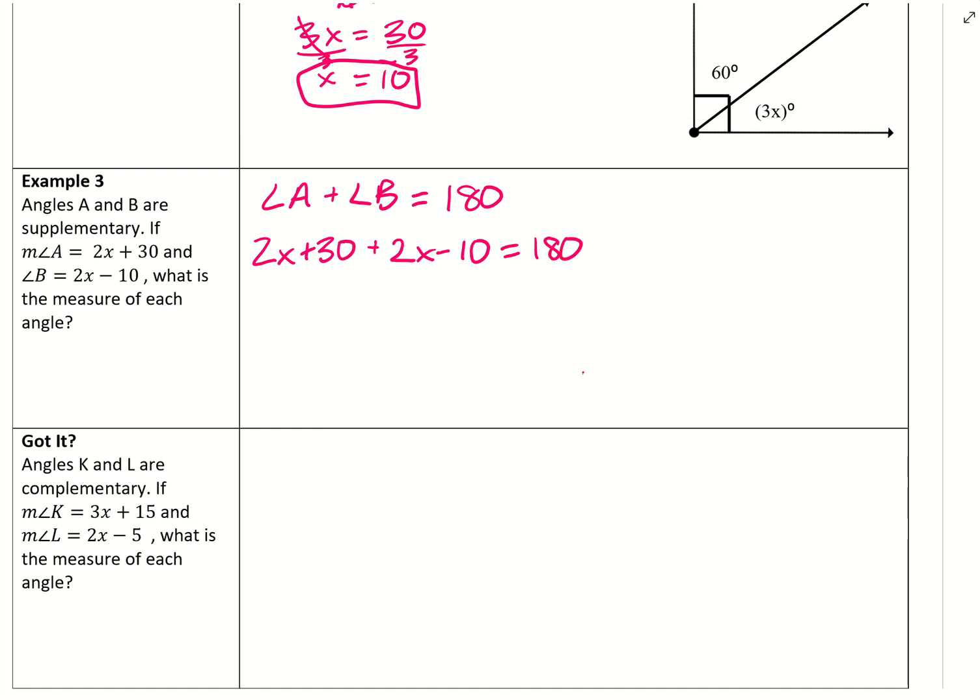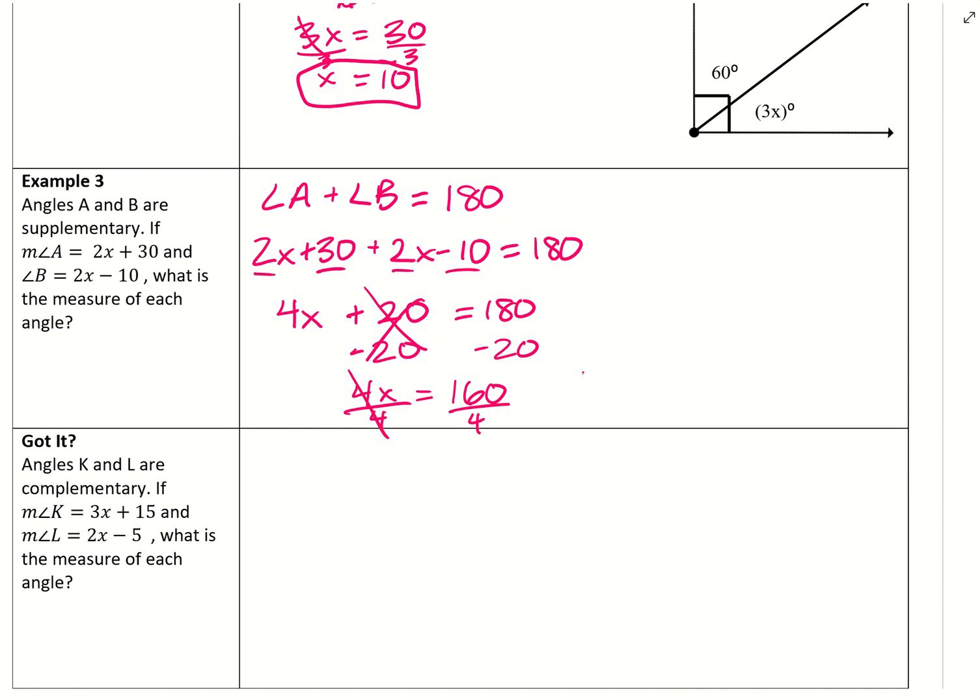All right, now we have a multi-step equation. Remember, if we have variables on the same side, we're going to combine like terms. Same with our constants. So the 2x and the 2x will add up to 4x, and the 30 and negative 10 will add up to 20. So now we have 4x plus 20 equals 180. Now it's just a two-step equation we can solve. So subtract 20 from both sides. 4x equals 160. Divide both sides by 4, and you're going to get x equals 40.